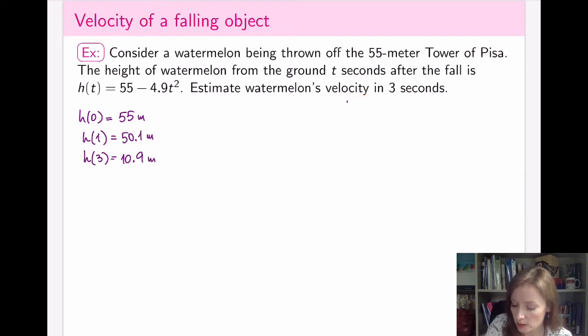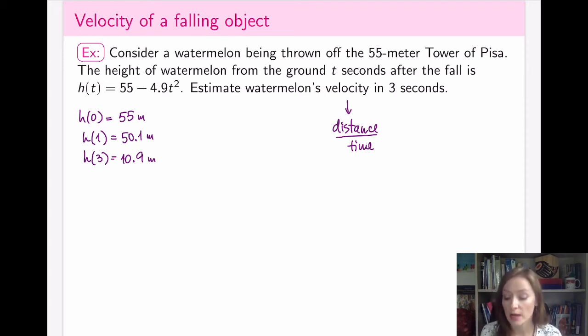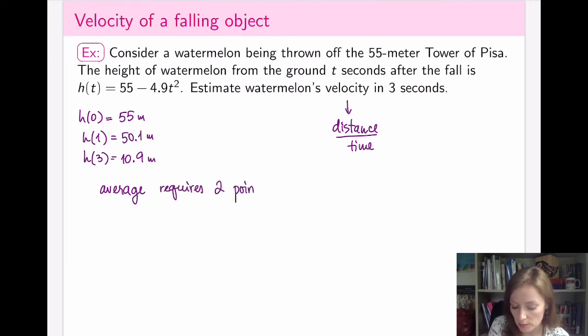Now velocity is just distance over time. So if I want to estimate the velocity in 3 seconds, I need to find the distance that it's traveled in 3 seconds over the time. But that is exactly the problem with averages. With averages, I always need 2 points to compute in between. So let's just write that down because this is kind of a key issue with averages. Average requires 2 points to compute with.